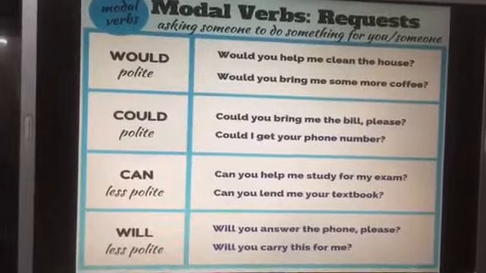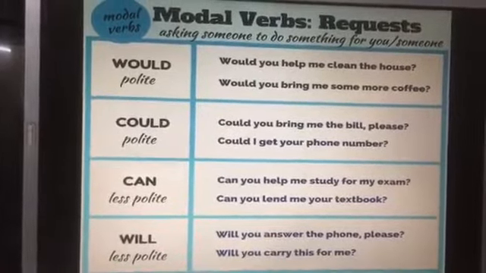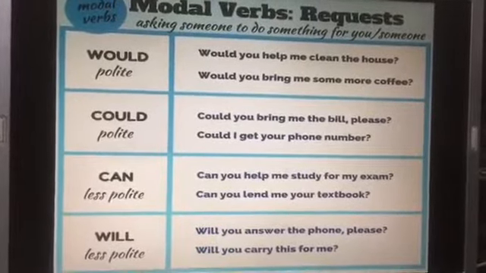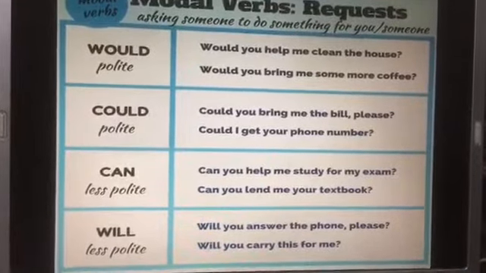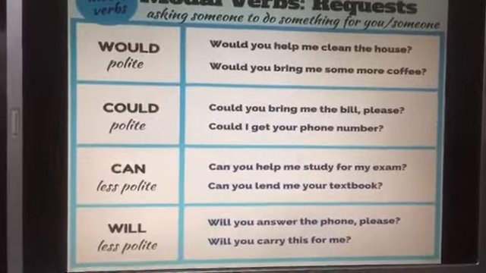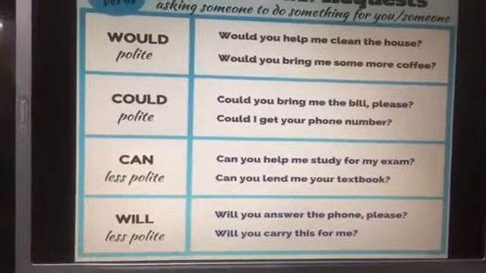We have modals for requests as well. Would, could, can, will. Would is more polite. Could is also politer version. Can is less polite and will is also less polite. Like, would you help me clean the house? Polite way of asking. Could you bring me the bill, please? Polite. Can you help me study for my exam? Less formal. It's an informal version. Will you answer the phone, please?